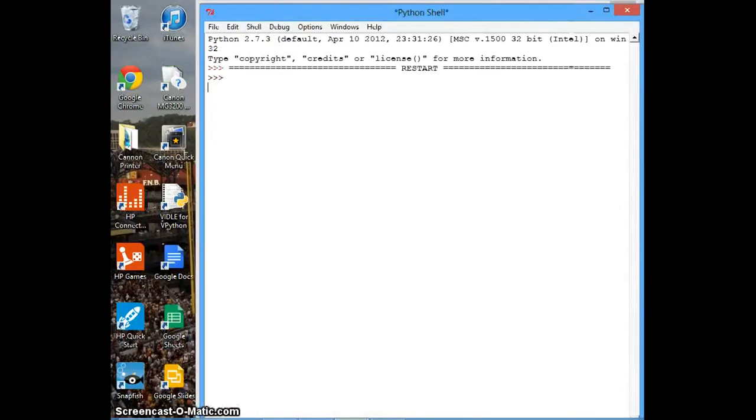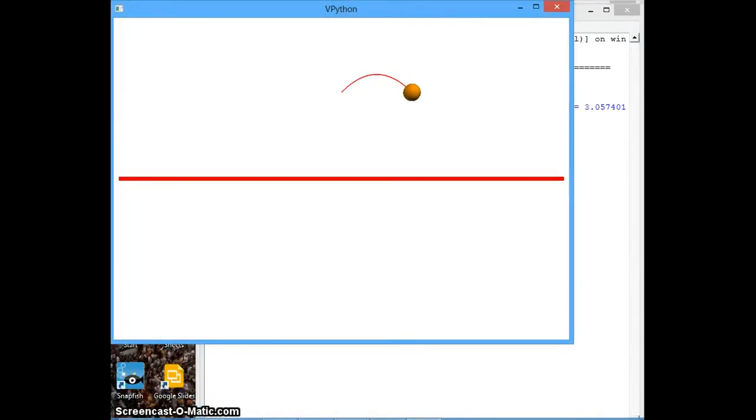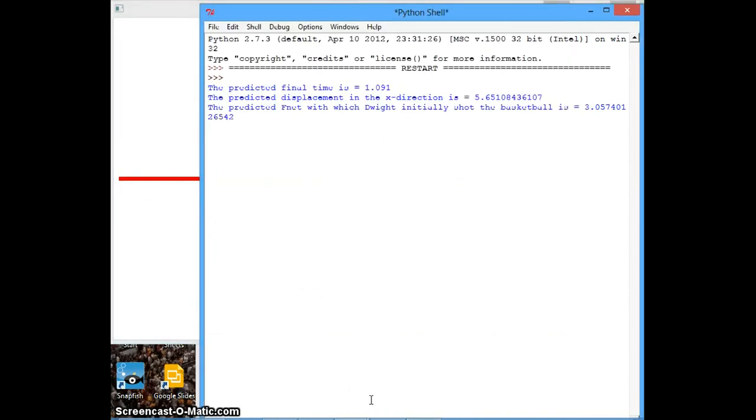Through the same VPython model, it was shown that the model overpredicts the time interval and displacement of Howard's free throw, yet again underpredicts the net force with which the basketball was shot. TF should be 1.00 seconds, the x displacement should be 4.52 meters, and the net force should be 3.21 newtons.